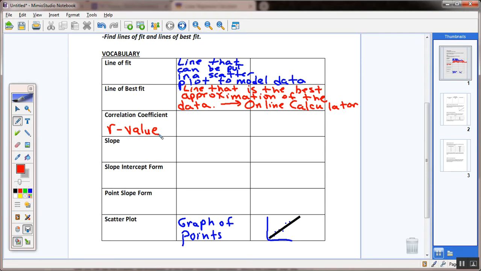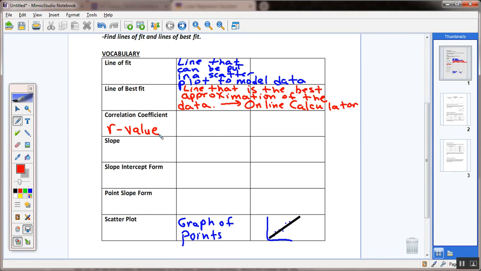Now these two scatter plots that I have up here on the board, kids, which one kind of indicates a line that's much closer to all the data than the other? The top one or the bottom one? Top one, okay? So what we say is this. We say that this has a strong positive correlation coefficient, meaning this. All those points are really close to that line of fit, aren't they?